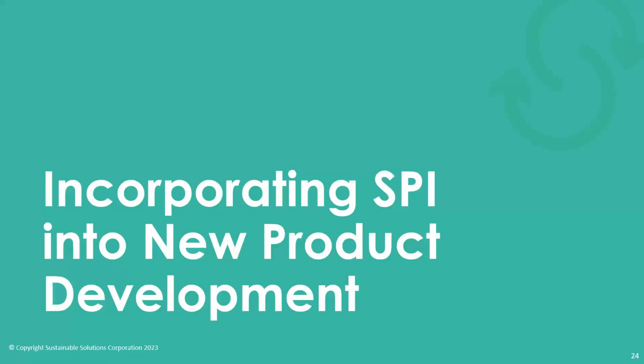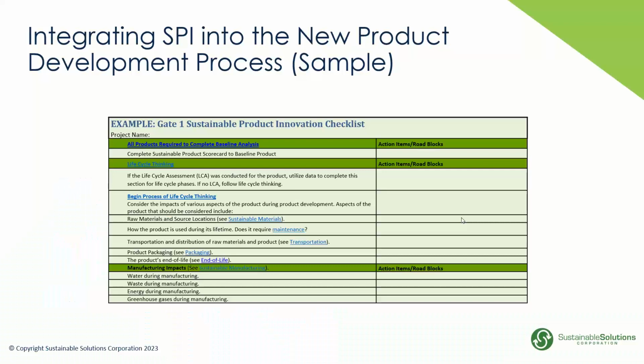So let's talk about how we can incorporate sustainable product innovation into the new product development process. The first thing I mentioned, I showed you different examples on that stage gate diagram. We also want to think about, usually in stage gate, many companies are doing it in spreadsheet format. So what we typically want to do is in the very beginning, we want to do what we call a sustainable product scorecard to baseline the product. I'm going to show you one of them in a minute. But then we also build in life cycle thinking and manufacturing impact reductions and things like that. So this would be in gate one. We're going to think about that.